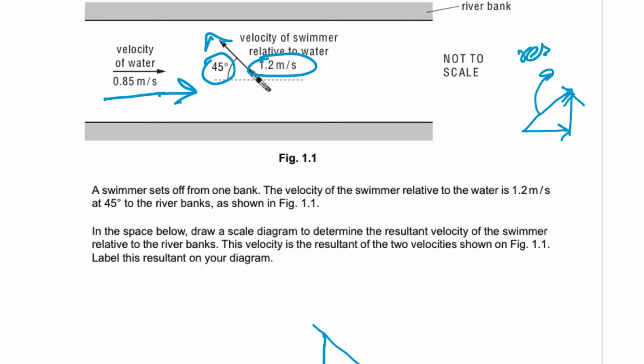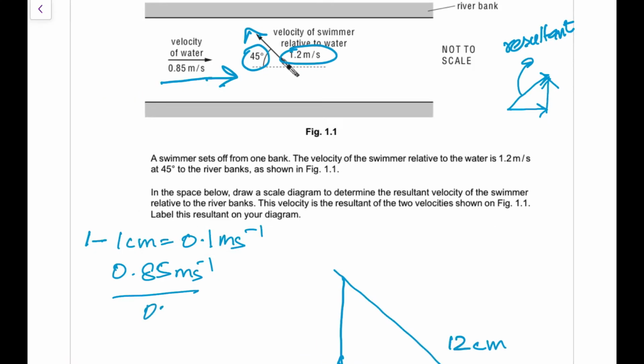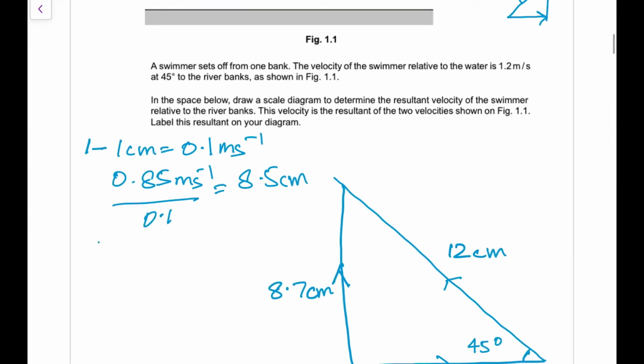So here you've got the resultant, and in this case the first step you need to do is set out your scale. I've chosen a scale of 1 centimeter for every 0.1 meters per second of speed, and that means for 0.85 meters per second of speed I'd need to draw a line of 8.5 centimeters, and for 1.2 meters per second I'd draw a line of 12 centimeters.